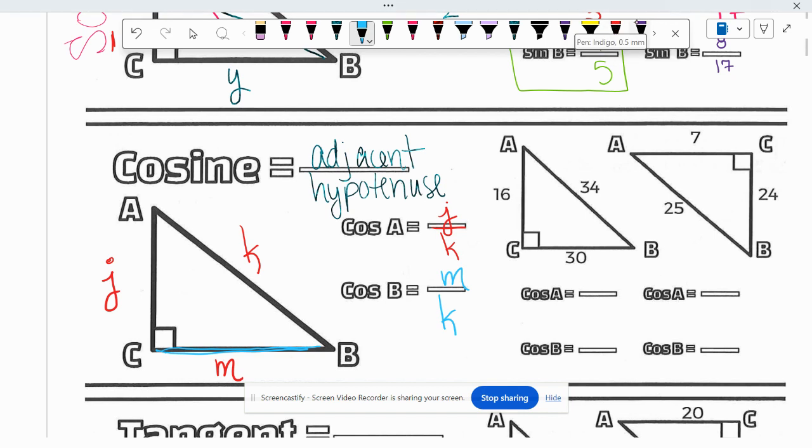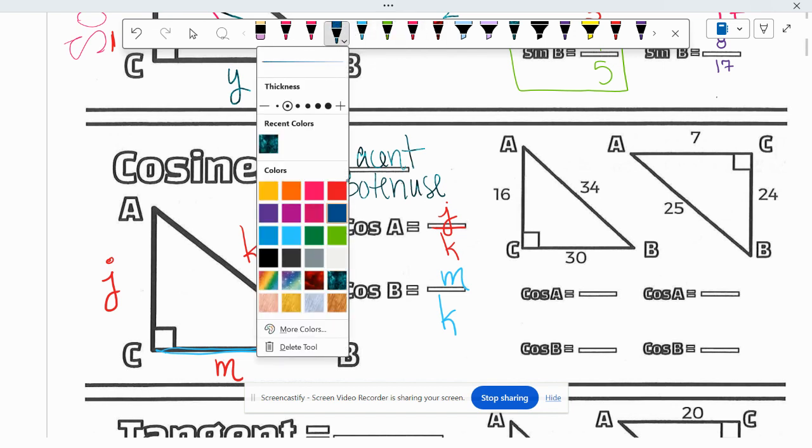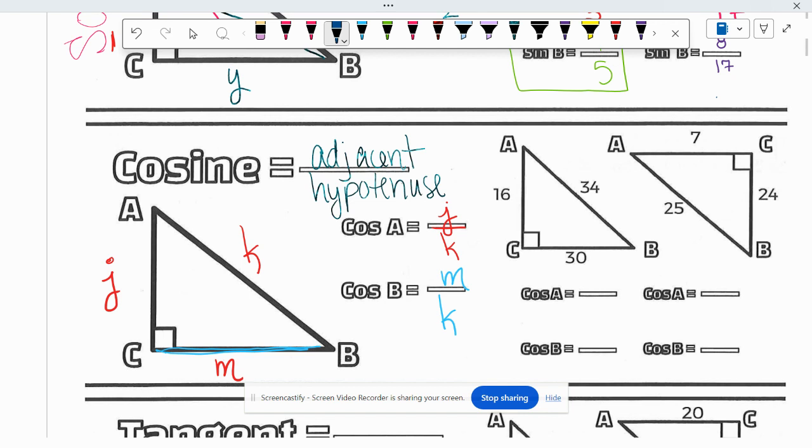All right. Let's label all of the sides in reference to angle A. In reference to angle A, which one represents the hypotenuse? 34. Give it a capital H. Which one represents the opposite? 30. Give it a capital O. Which one represents the adjacent? Let's do the same thing for the next angle. Angle A, which one represents the hypotenuse? Which one represents the opposite? And which one represents the adjacent?